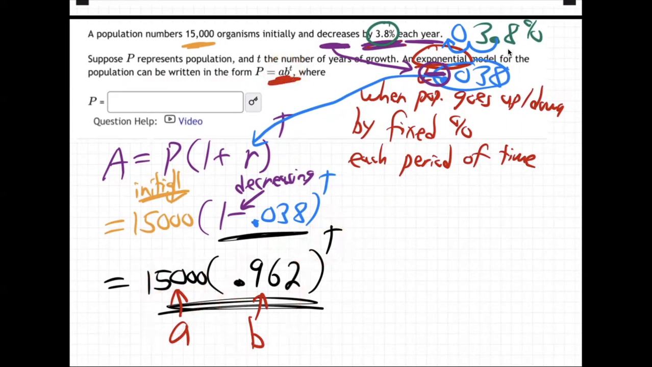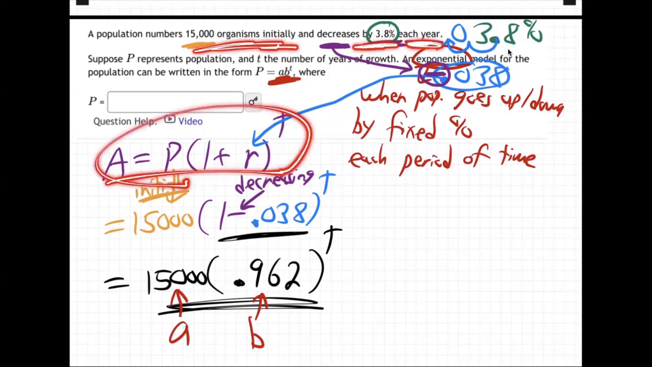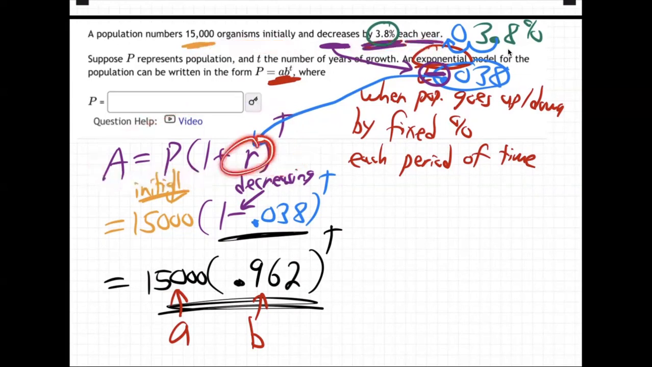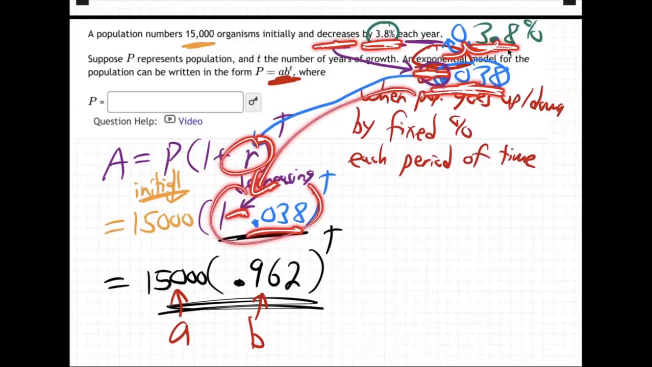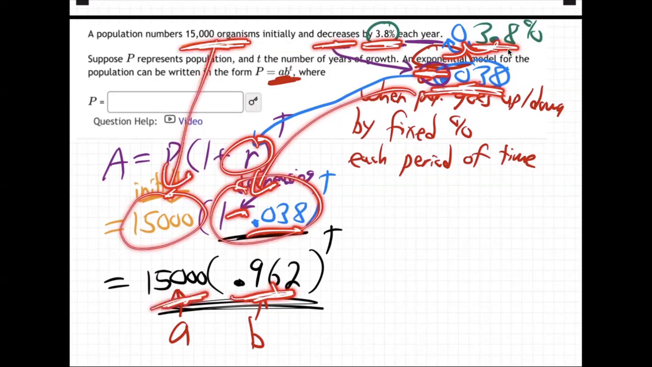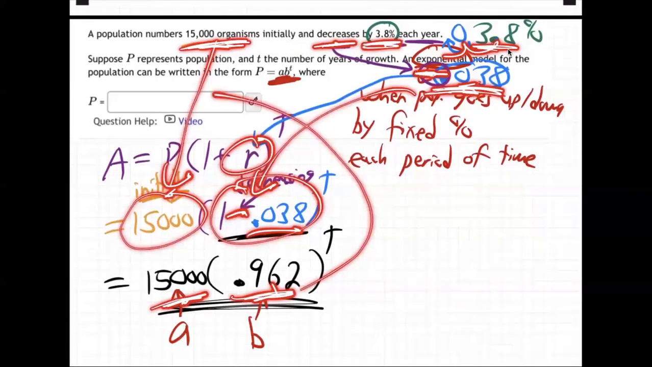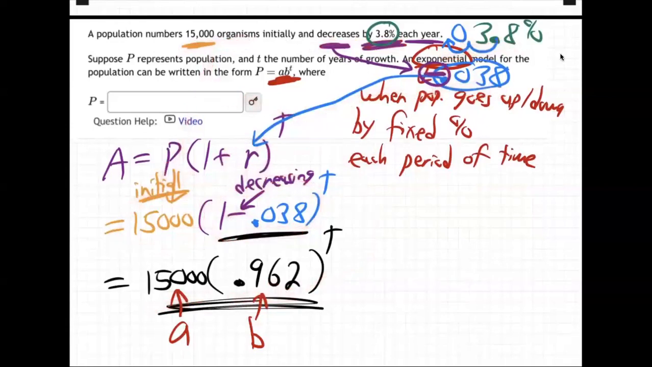So how do we do that? When they tell you something is increasing or decreasing by a fixed percentage each period of time, you write the formula A equals P(1 plus R) to the T. It's in the notes. The R is the rate, 3.8%. Make it a decimal, move it back 2 places. It's negative because it's decreasing. If it was increasing, it'd be positive. Plug that in there for R, negative 0.038. Then subtract those in your calculator, 0.962. What goes in the front is the initial amount, 15,000. And there's our answer. That's what you put in the box right here. And that's how we handle exponential growth and decay.